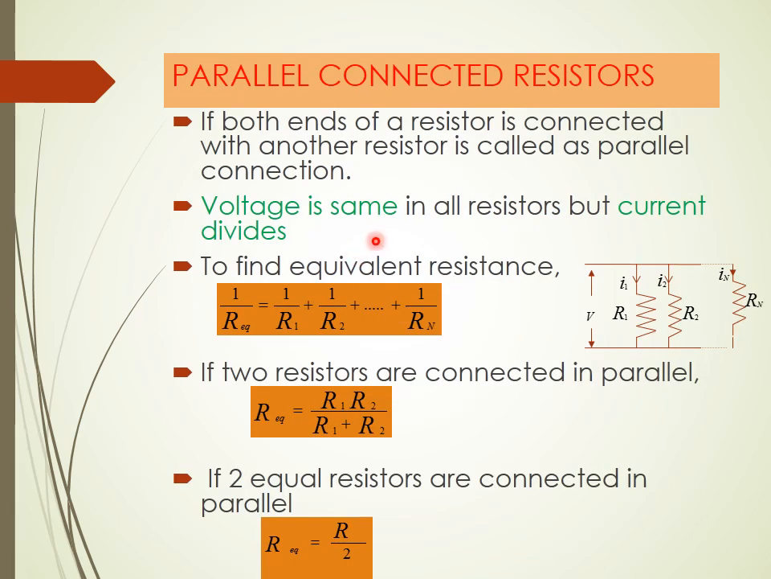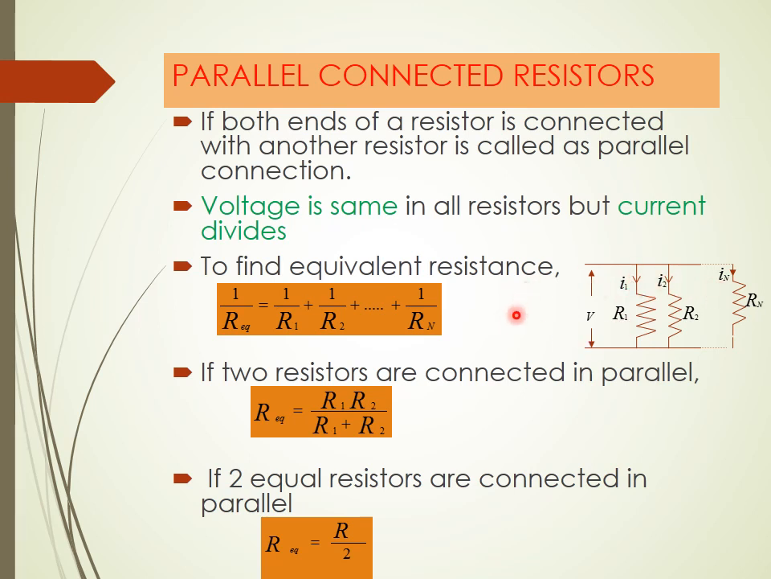Next, parallel connected resistors. Here the resistors R1, R2 up to Rn are connected in parallel manner. V is the voltage and I1, I2 up to In are the currents flowing through the resistors. Here the voltage is same but the current differs. That is, V is same for all the resistances but the current flowing through each resistance differs.